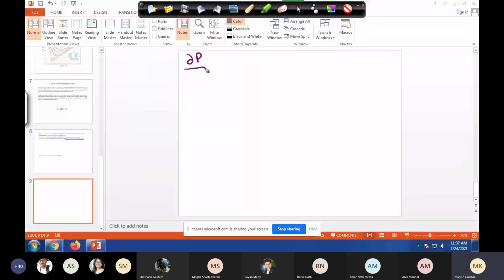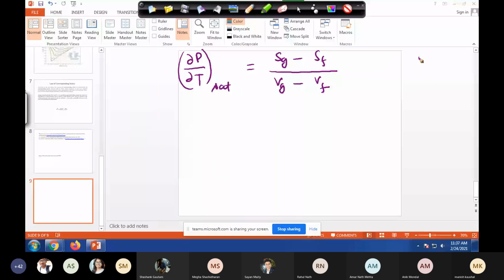Dou P by dou T along the saturation line is equal to Sg minus Sf over Vg minus Vf. F is for fluid, G is for vapor, liquid and vapor. Fine. Now, since this is a phase change, when G is going to F, or F is going to G, both are fine. F is going to G, liquid to vapor. It's a constant temperature and pressure process that we know, when we go from 1 to 1 dash and 2 to 2 dash. Okay. Fine.